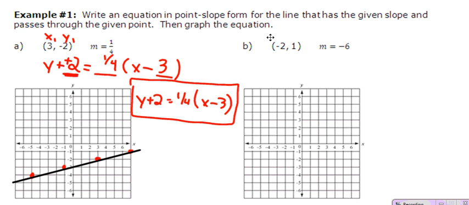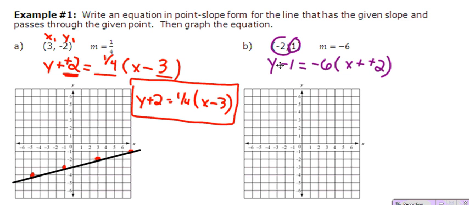And there we go. So let's look at B. Same thing. Here I have y minus y1. So the y value of my ordered pair is 1. So I put that in there. Equals the slope, so -6 times x minus x1. So my x1 is -2, so minus -2. I change the minus -2 to plus 2, and there's my answer.